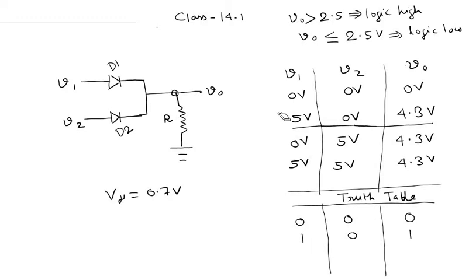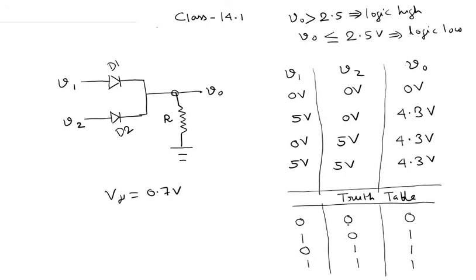Okay, in the next case, when V1 is low and V2 is high, the output is 4.3 volts, that is the output is high. So in this case also, when V1 is 0 and V2 is 1, the output is high, which is 1. And in the fourth case, when V1 is high and V2 is high, the output is 4.3 volts, which is high. So when V1 is logic 1, V2 is also logic 1, then the output is also logic 1.